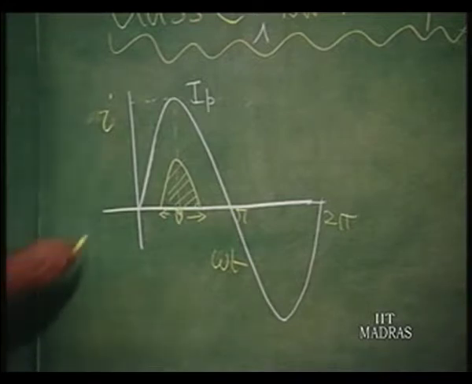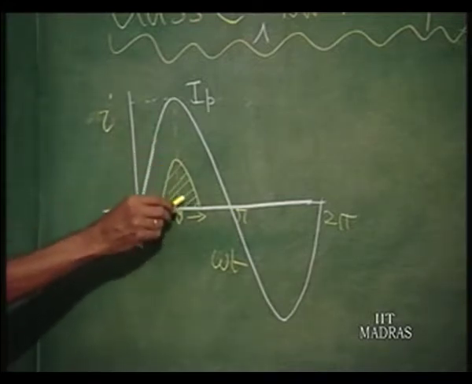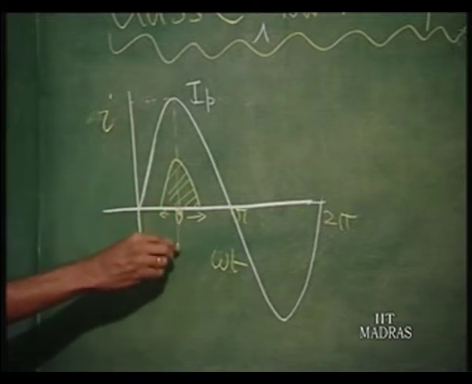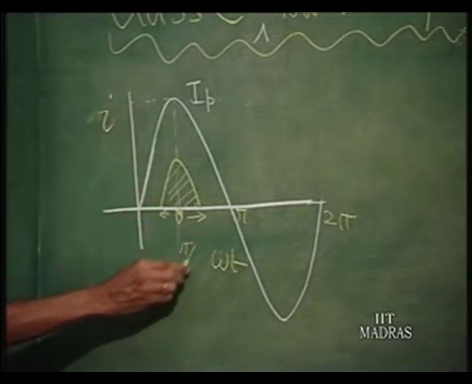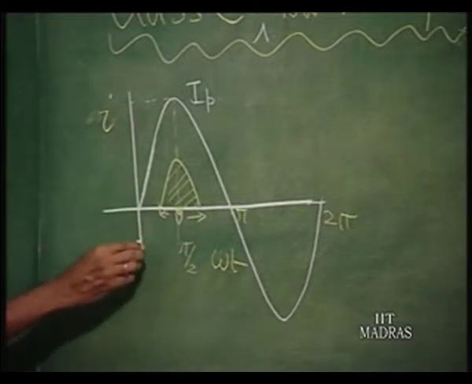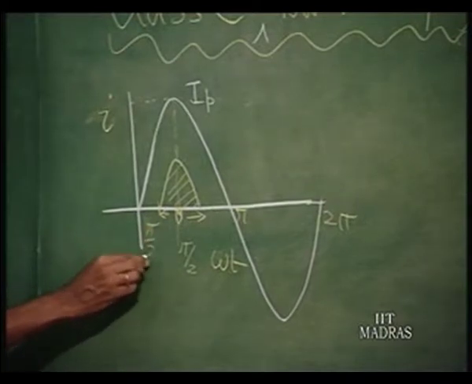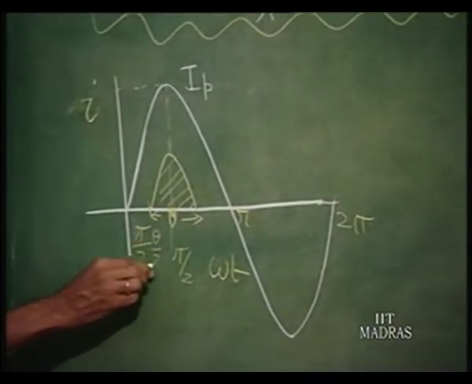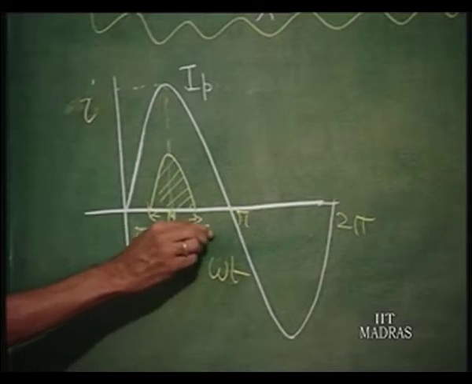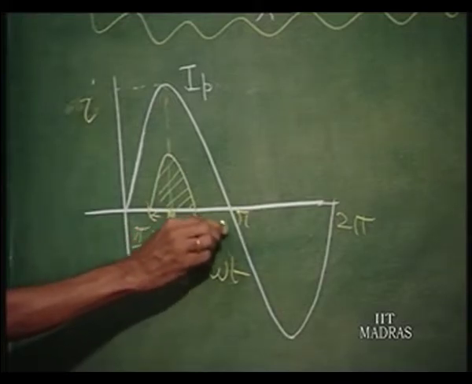So, this period theta, this is actually corresponding to pi by 2. So, this point is going to be pi by 2 minus theta by 2. This point is going to be pi by 2 plus theta by 2.